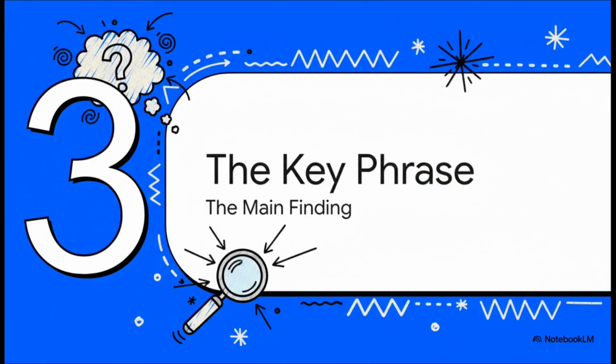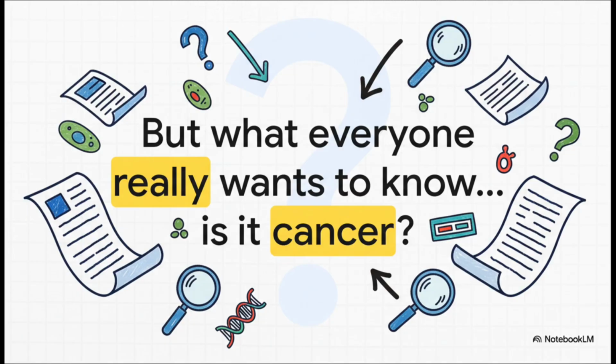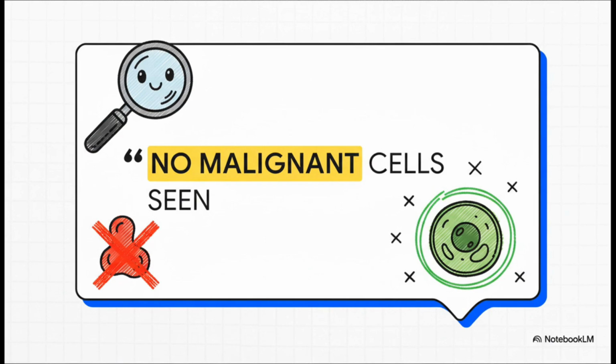There's really only one question that everyone wants the answer to when they get a report like this. Right? After all the medical terminology and the lab work, it all boils down to this single crucial question. It's the reason for the test in the first place. And thankfully, this report gives us a crystal clear answer. And there it is, right there in all caps, so you can't miss it. No malignant cells seen. Malignant is just the medical term for cancerous. This is it. This is the pathologist saying that in the sample they looked at, they found zero evidence of cancer. It's the best possible conclusion we could ask for.